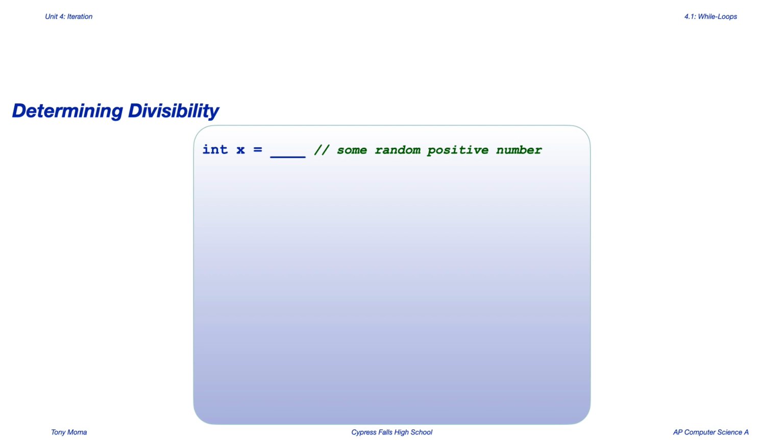So I have x, and I want to know, is it divisible by 3? So what I'm going to do is declare a second int called counter. This is the variable I'm going to use to count upwards by 3. Then I'm going to write a while loop. I'm going to say for as long as counter is less than x, increase it by 3. So keep increasing counter by 3 until the counter is no longer less than x.